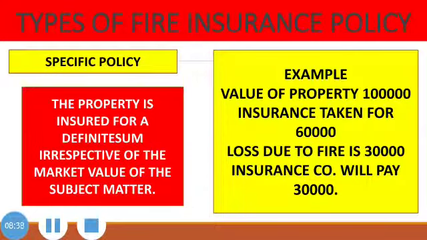Example, a property of value rupees 1 lakh. So what is the value of property? 1 lakh, which is insured for rupees 60,000. And the loss due to fire is rupees 30,000. Value of property is 1 lakh, insurance is of 60,000 and loss is of 30,000. Then the insurance company will pay rupees 30,000 in full as compensation. Why? Because here actual loss is of 30,000 only.